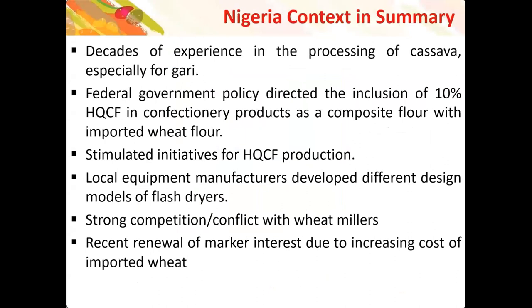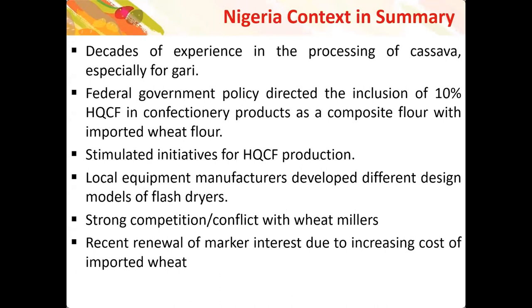Nigerian context in summary. Diversification of cassava product processing and utilization are presently constrained, in spite of Nigeria rating as the world's largest producer of cassava, because of inadequate and inefficient processing machinery and equipment. This has limited the industrial use of cassava. Although there are decades of experience in the processing of cassava, especially for Gari, in 2002 the Presidential Initiative on Cassava directed the inclusion of 10% unfermented cassava flour with wheat flour as a composite flour for the production of confectionery product. This policy created a huge market for HQCF and stimulated initiative for HQCF production.